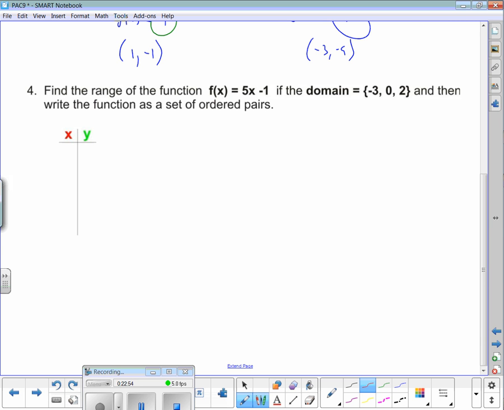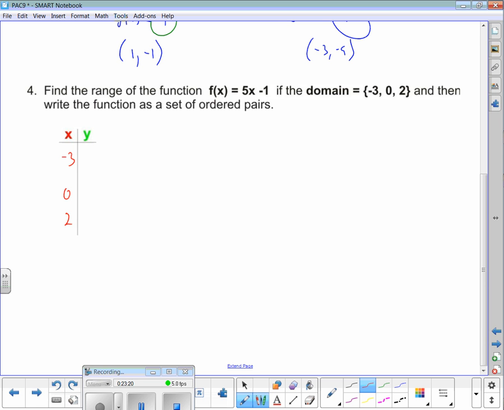Anybody tell me how to get started on something like this? Andrew? Where should I list them? Okay, I agree. So we're going to put our domain underneath our x's, and might as well do all 3, right? Negative 3, 0, and 2. That's how we get started. Remember, the domain are always the x values. The range is always the y values.